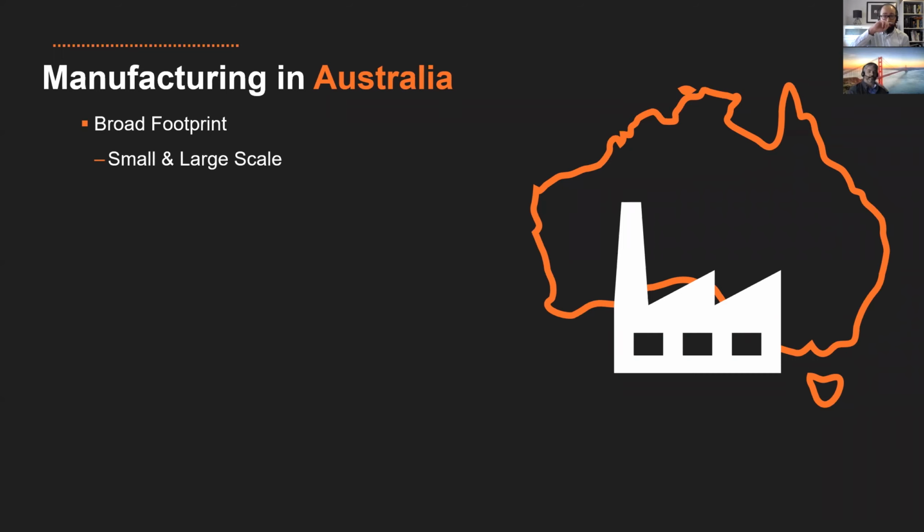So as I mentioned earlier, the footprint within Australia when it comes to manufacturing is quite varied. You can be a small manufacturer, small and discrete, building large value items or products, or you could be large, doing large volumes of manufactured products, and that's all within the Australian market.